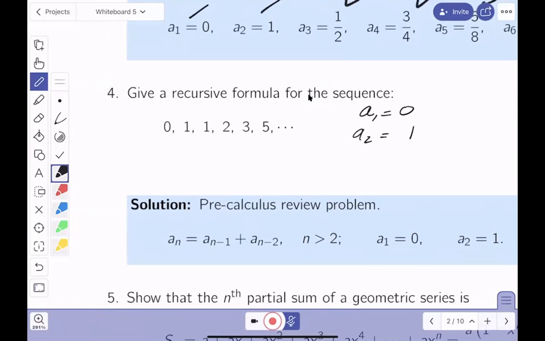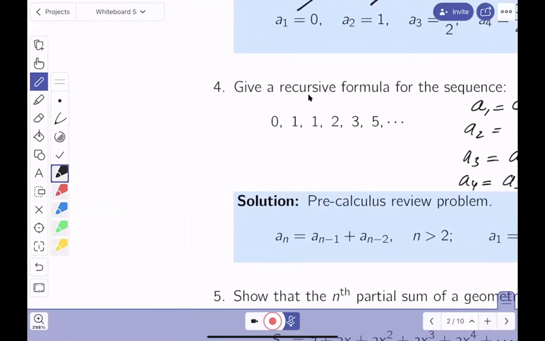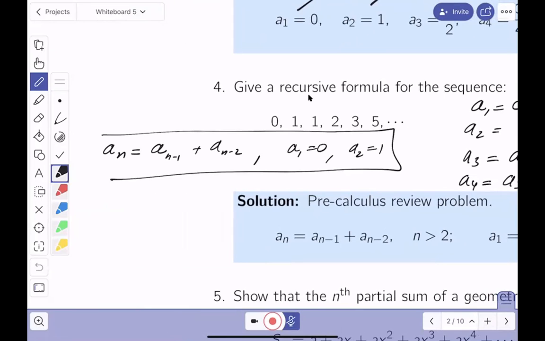Now, how would I get A3? Well, A3 appears to be the sum of the prior two terms, so it would be A2 plus A1. How about A4? What would that be? Well, that would be the sum of A3 plus A2, and so forth. So I'm going to write down my recursive sequence now. What's going to be? An is going to be the sum of the two prior terms. So A(n minus 1) plus A(n minus 2). I've got to give the two seed values. So I'm going to say A1 is 0 and A2 is 1. That's enough to define that sequence.